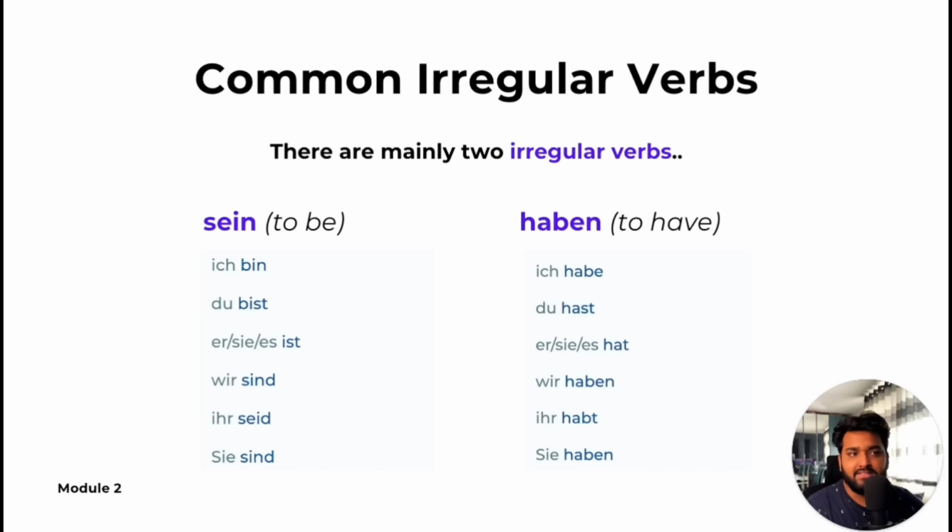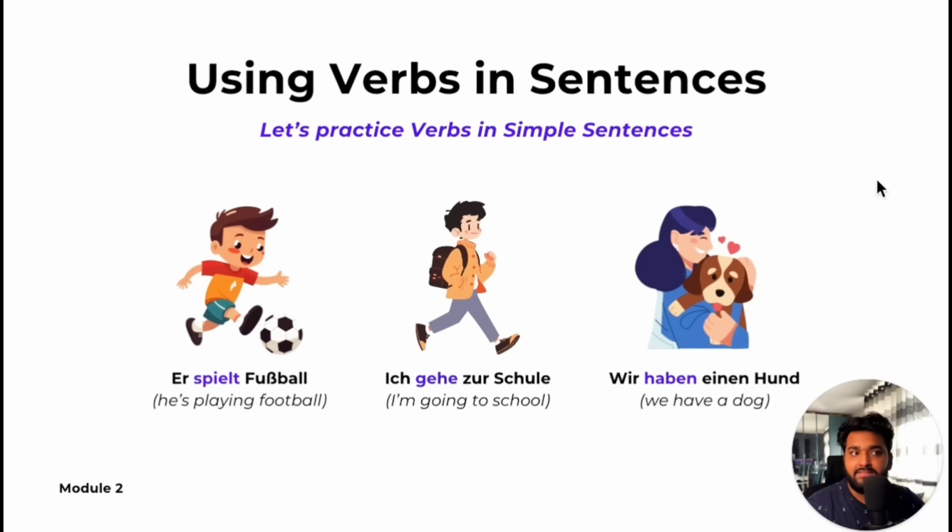We have just learned some regular and irregular verbs. Let's see some uses of verbs. Let's practice verbs in simple sentences. For example, spielt Fußball. He is playing football. Playing, spielt, playing. Ich gehe zur Schule. I am going, gehe, going.